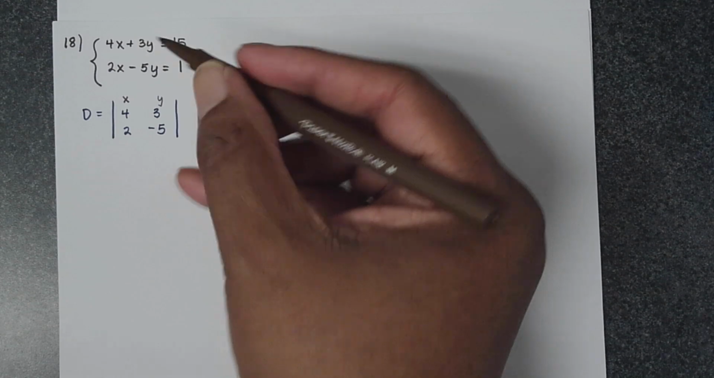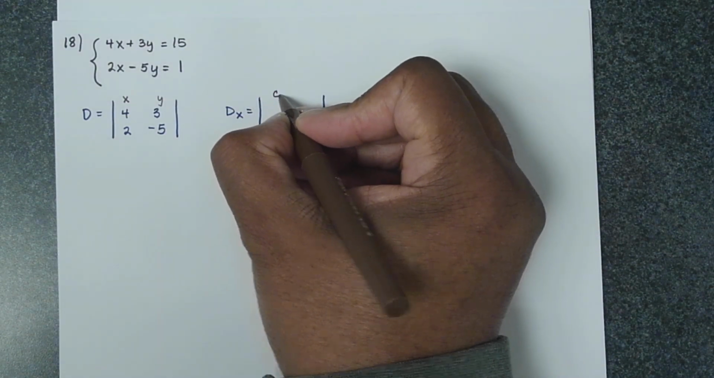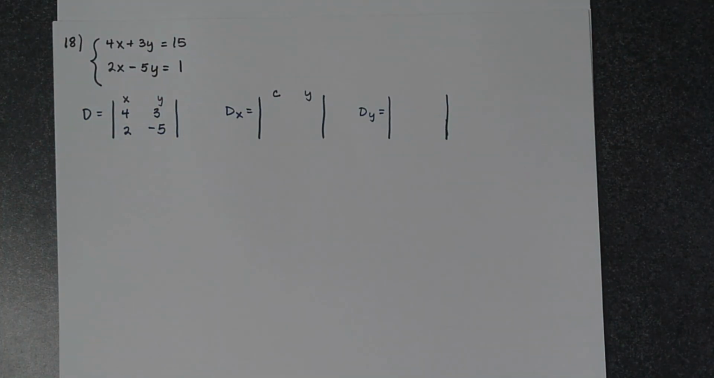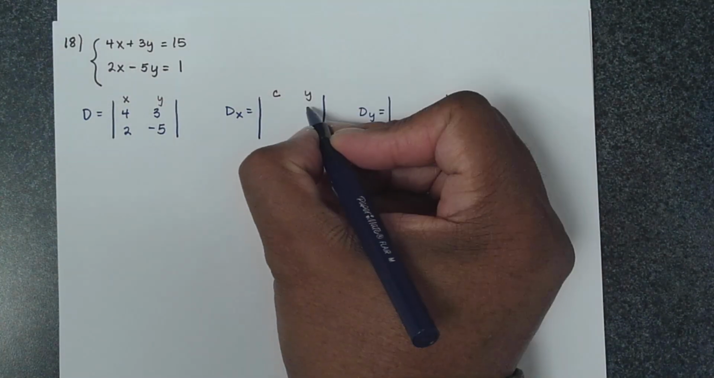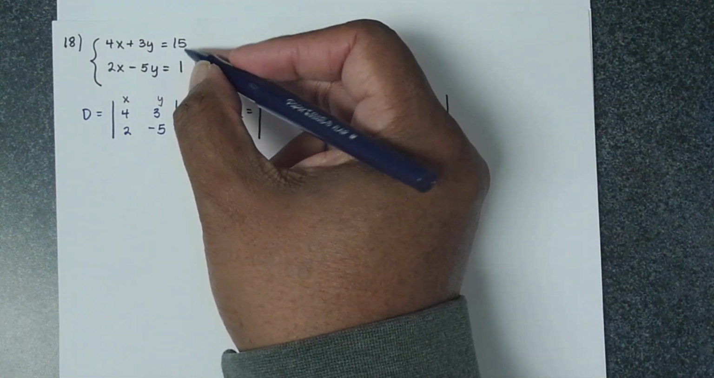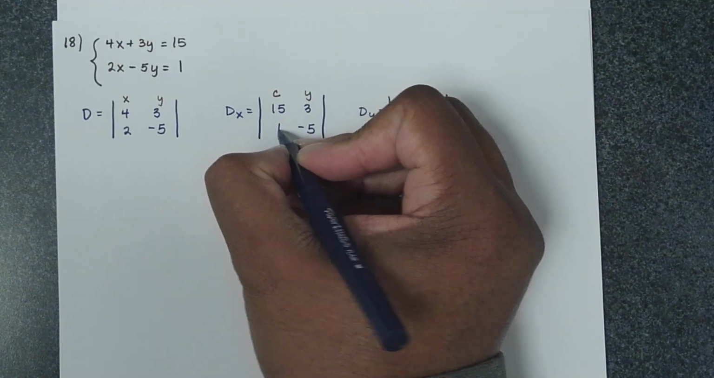And then for the D sub x, instead of the x coefficients, you'll have your constant terms in the first column and then your y coefficients. I'll go ahead and recopy those y coefficients of 3, negative 5. The constant terms are right here, 15 and 1. Those go in the first column.